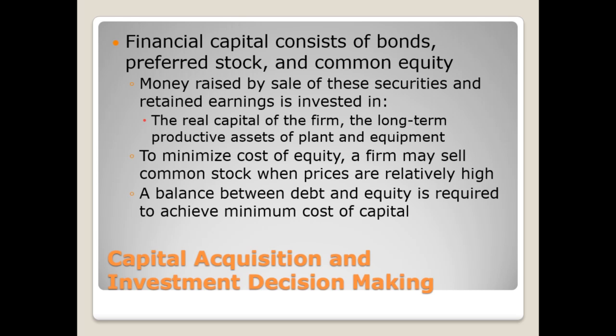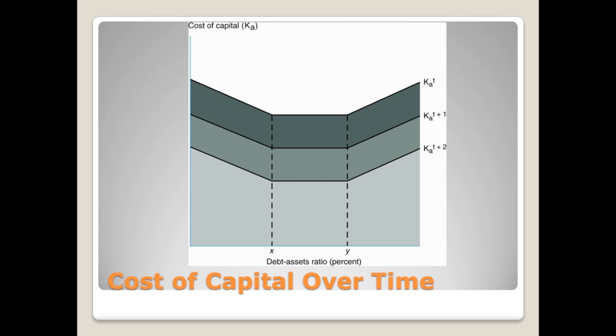To minimize cost of equity, a firm may sell common stock when prices are relatively high. A balance between debt and equity is required to achieve minimum cost of capital. As you can see, cost of capital over time, debt-asset ratio as a percentage versus the cost of capital where it's invested.